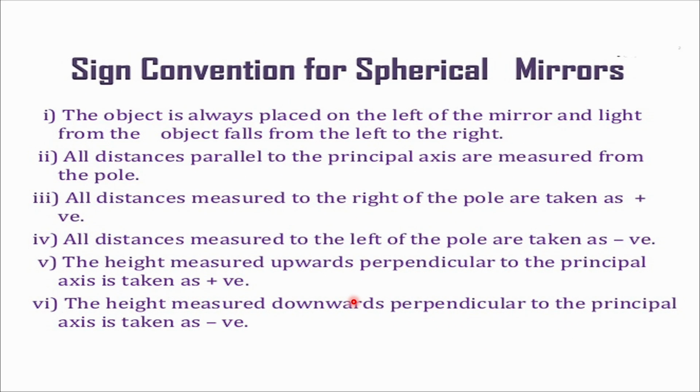Same thing, I will give the description here. The object is always placed on the left of the mirror and light from the object falls from left to right. All distances parallel to the principal axis are measured from the pole P. All distances measured to the right of the pole are taken as positive. All distances measured to the left of the pole are taken as negative. Similarly, the height measured upward perpendicular to the principal axis is taken as positive. The height measured downwards perpendicular to the principal axis is taken as negative.